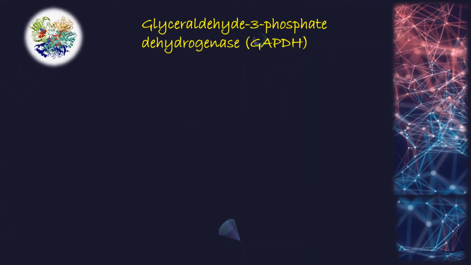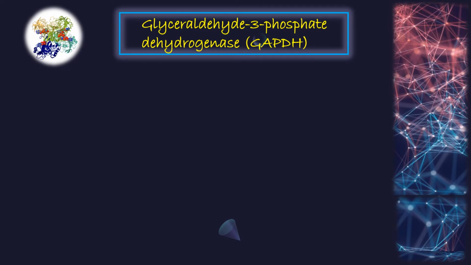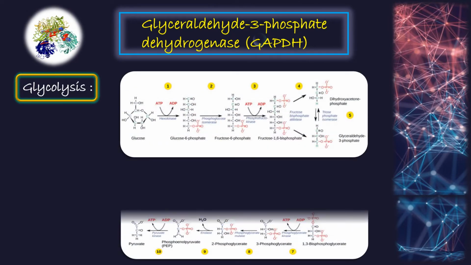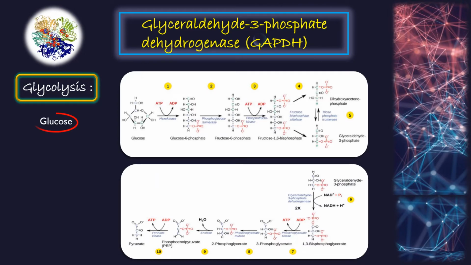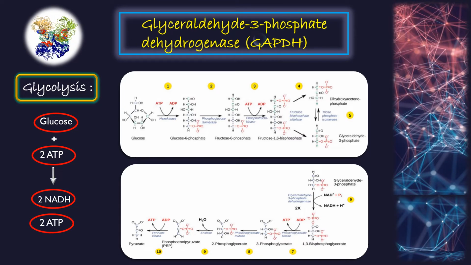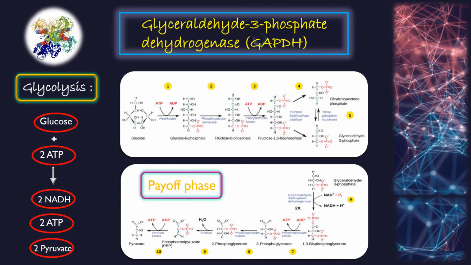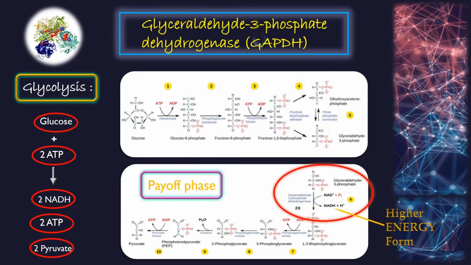This protein makes up about 2 million molecules per cell and has a main function involving the metabolic processes in the catalyzation of glucose during glycolysis. Recall that glycolysis is a 10-step process where glucose is broken down at the expense of 2 ATP and the absence of oxygen to get 2 NADH, 2 ATP, and 2 pyruvate. Specifically, this enzyme does its magic during the last half or start of the payoff phase at the 6th or oxidation step of glycolysis. Here, NAD+ is reduced to NADH, the higher energy form.